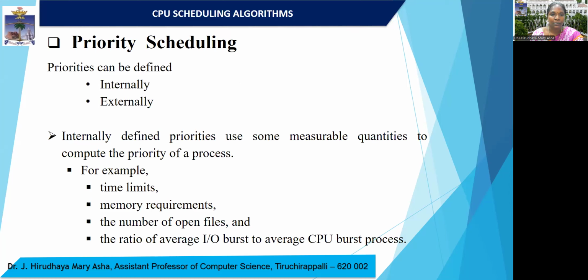And the third one is priority scheduling. In priority scheduling, priorities may be defined internally or externally. Internally means the priorities are set based on some measurable quantities like time limits, memory requirements, number of open files, and the ratio of average input-output burst to average CPU burst.